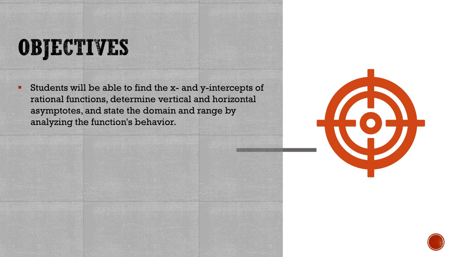Hello and welcome. This is Chapter 2, Section 5, Rational Functions, Part A. Today we're going to be finding the x and y intercepts of rational functions, determining vertical and horizontal asymptotes, and stating the domain and range by analyzing the function's behavior.